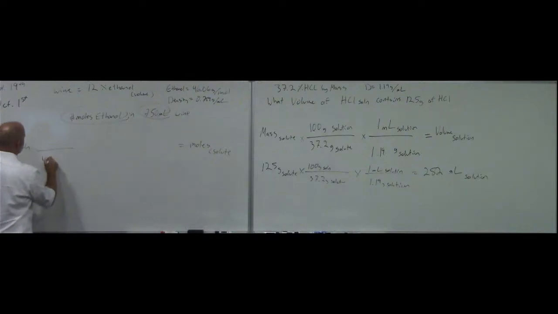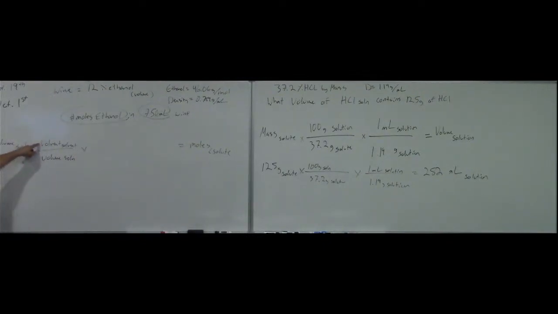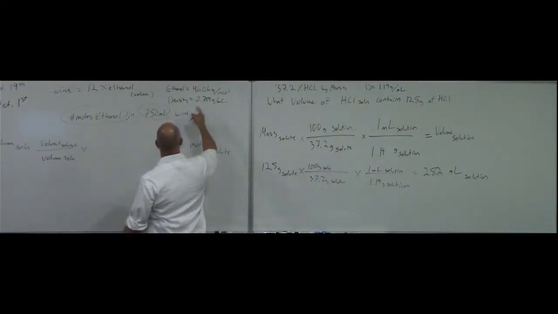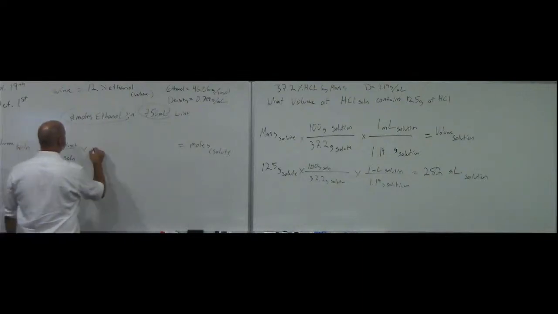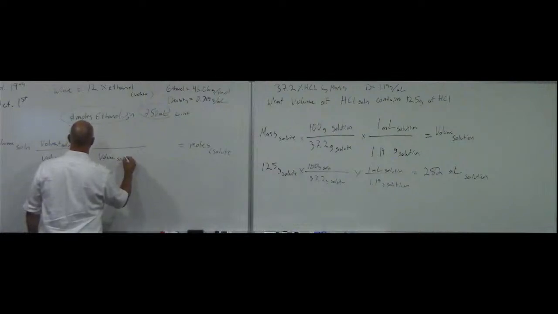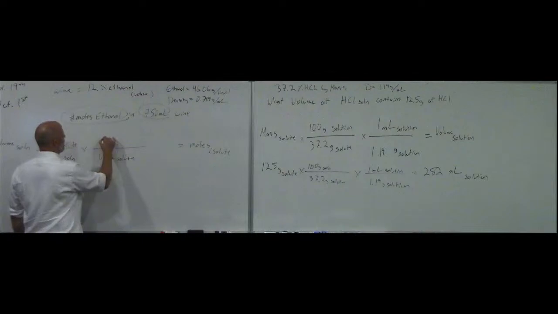Volume of solution needs to go on bottom. Volume of solute is going to go on top, right? Once I have the volume of my solute, I can get to the grams of my solute using my density. So I'm going to put volume of solute on bottom, and up here I'm going to get mass of solute.